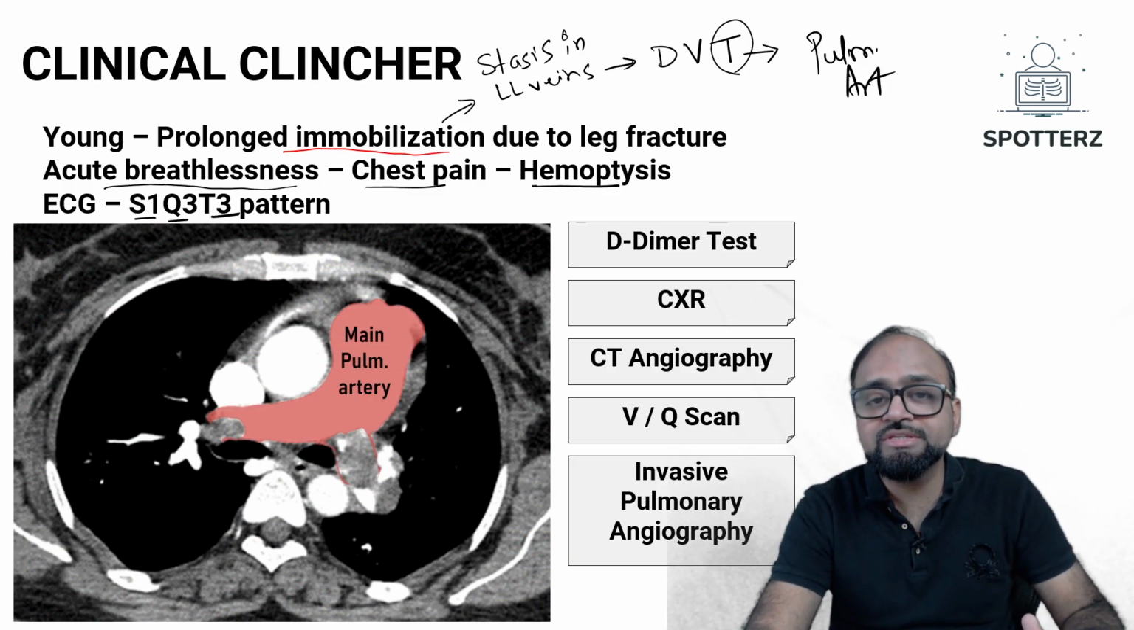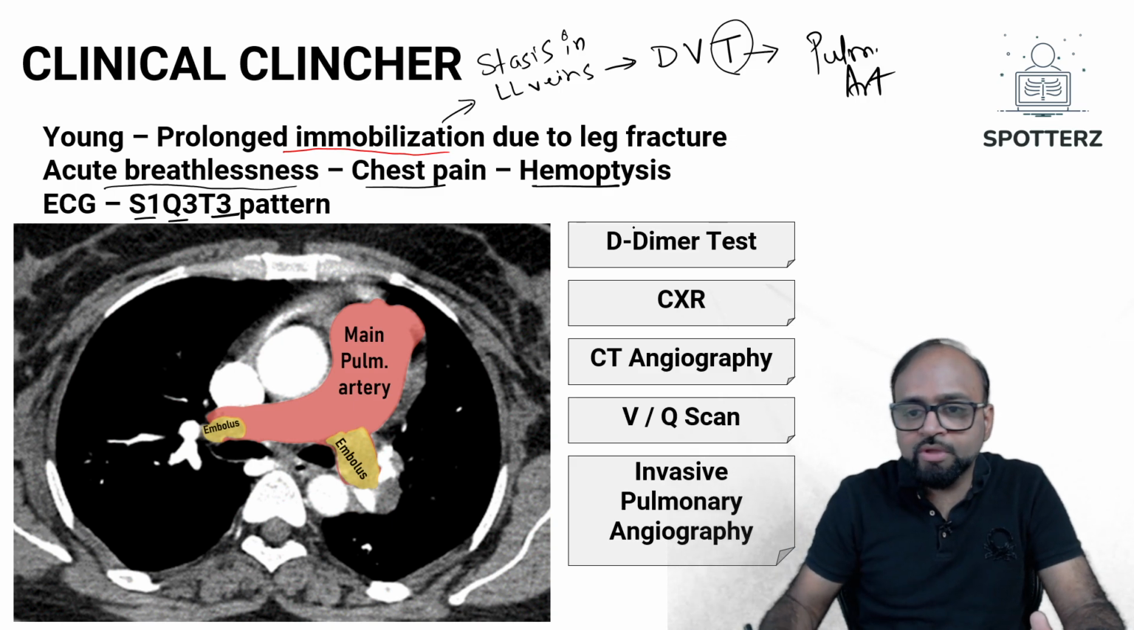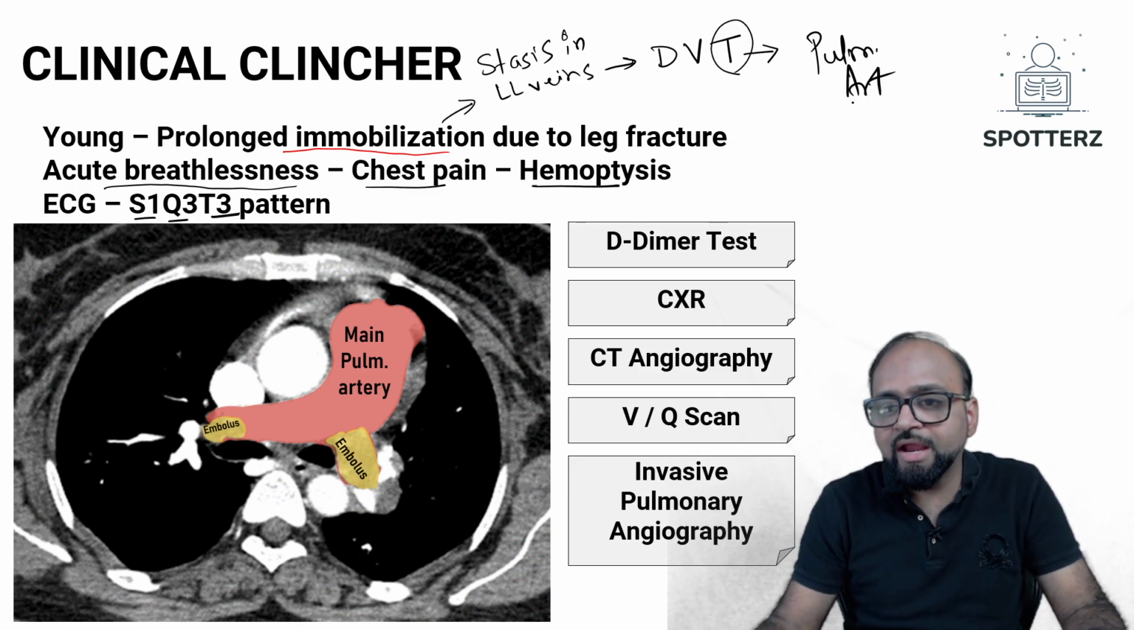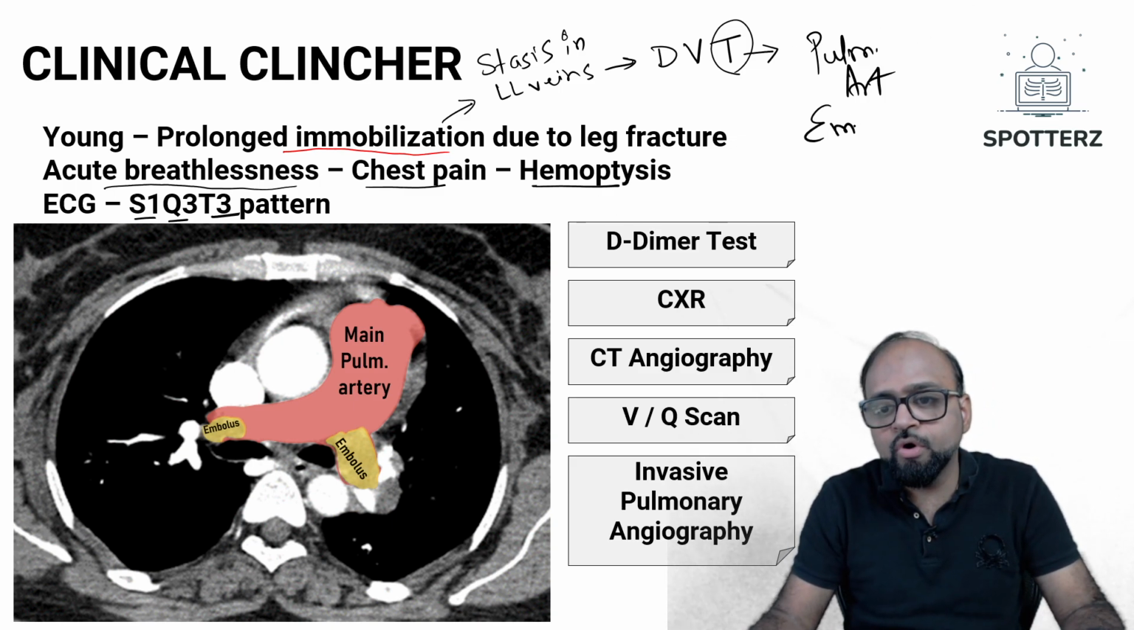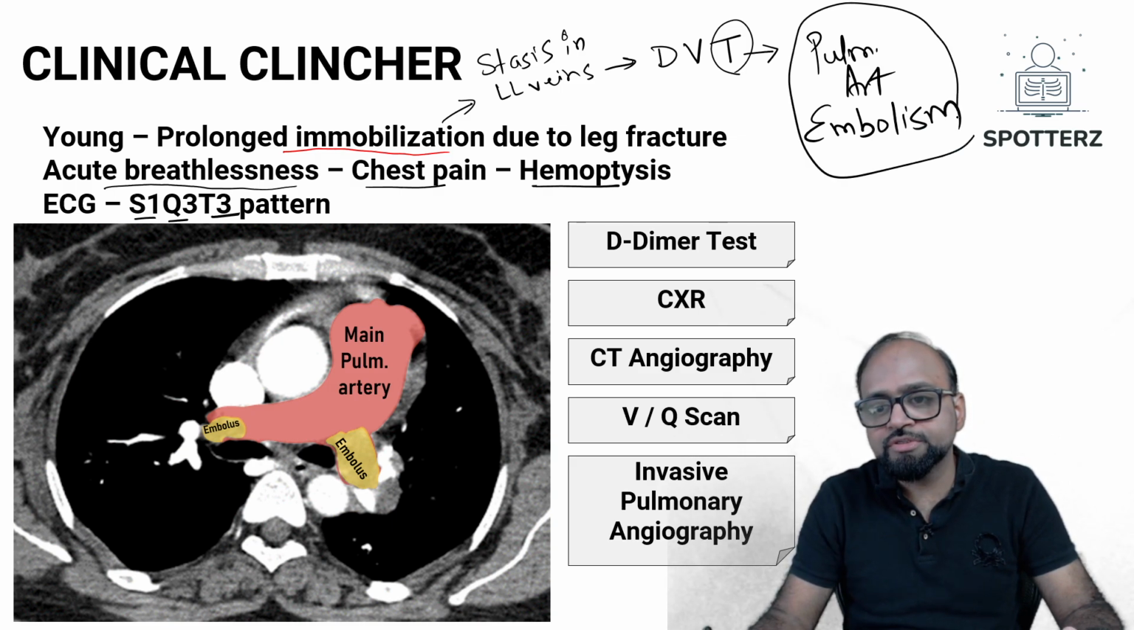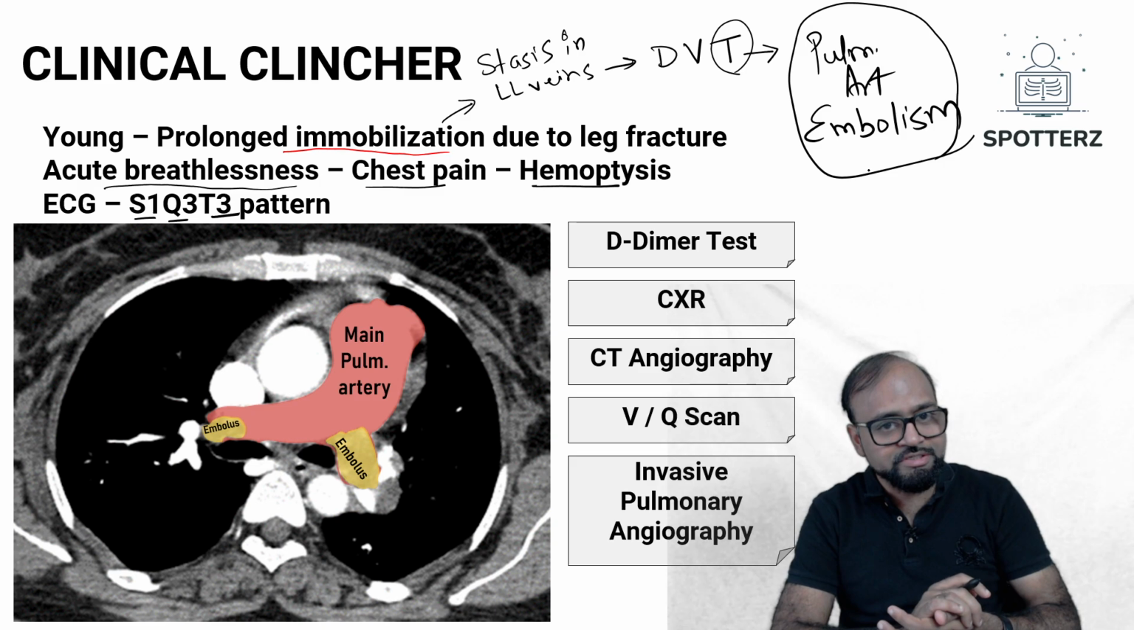The diagnosis is that this is nothing but the embolus which is lodged, as you can see in the CT image, within the bilateral pulmonary arteries. So what are we looking at? We are looking at pulmonary embolism. So pulmonary artery embolism or thromboembolism is what we are discussing here.